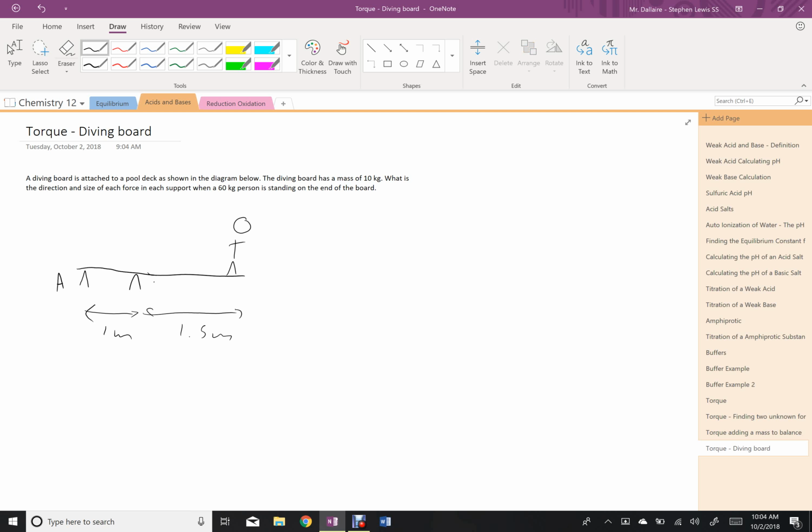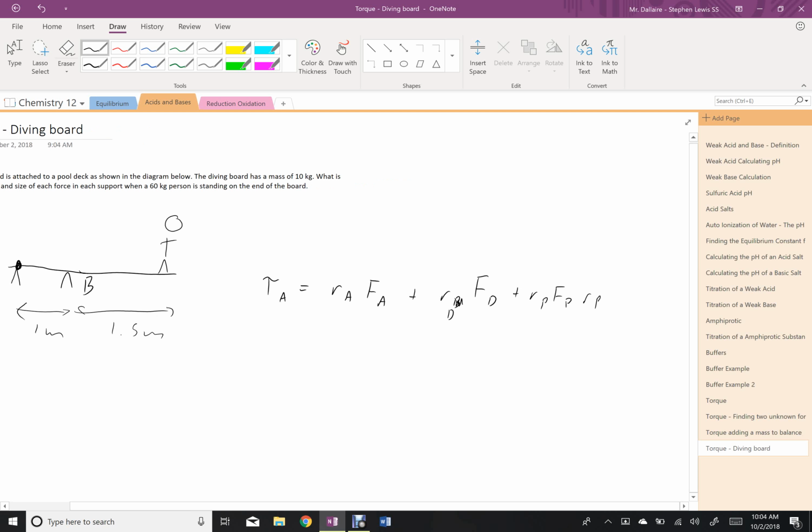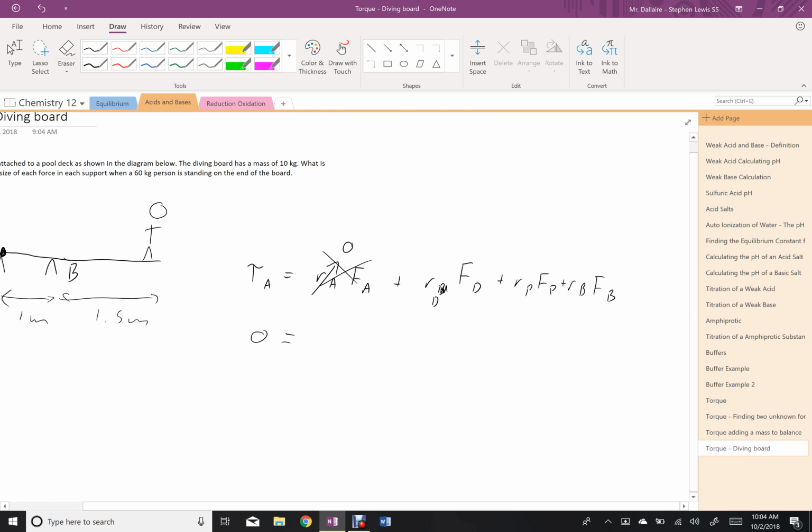I'm going to call this force A and I'm going to call this force B just to keep them separate. And to find B, I'm going to do the torques about A so that I eliminate A. So the torque about A is going to be equal to the radius of A times the force of A plus the radius of the board, so I'll call it the diving board, times the force of the diving board, plus the radius of the person times the force of the person, and the radius of force B times the force in B. Now the radius here for this one is 0, so that's how I get rid of that term, which is nice.